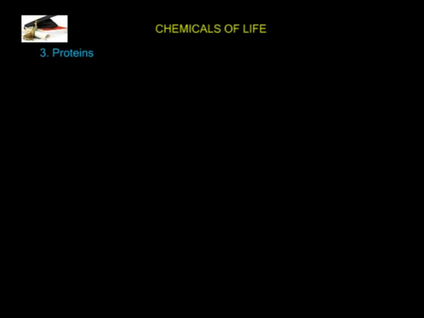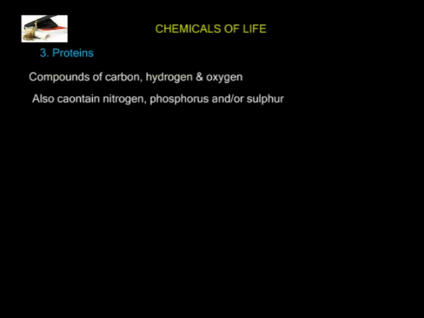The last category of chemicals of life are the proteins. Proteins, like carbohydrates and lipids, are compounds of carbon, hydrogen, and oxygen. However, unlike carbohydrates and lipids, they contain also nitrogen and sometimes phosphorus or sulfur or both. Proteins are made up of small units called amino acids. There are about 20 different types of amino acids occurring naturally.